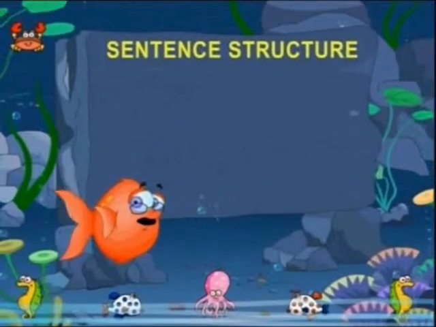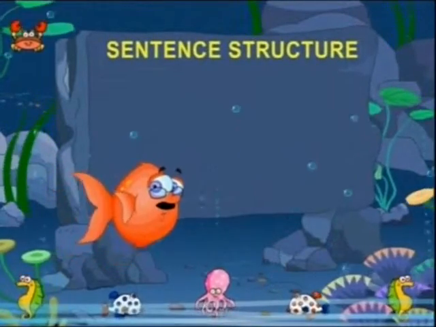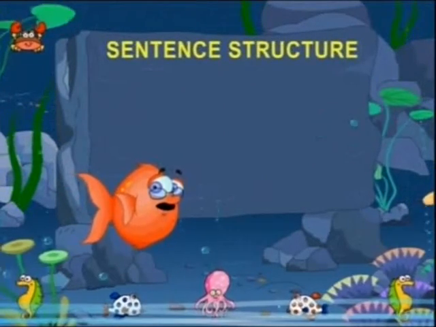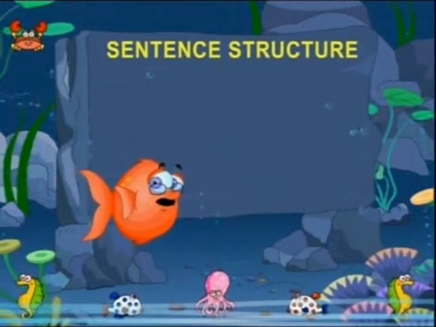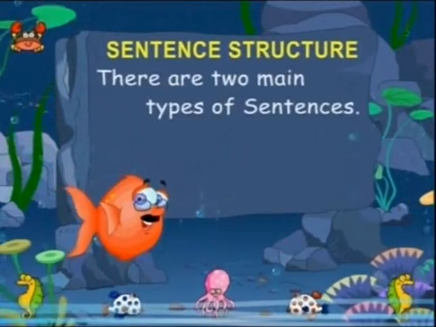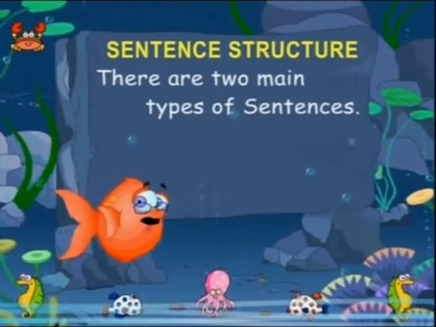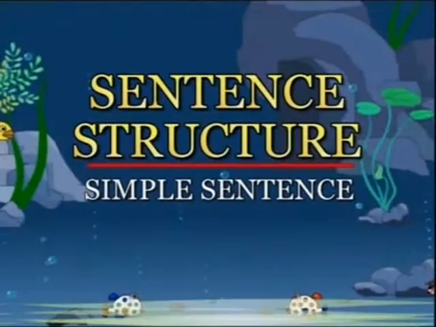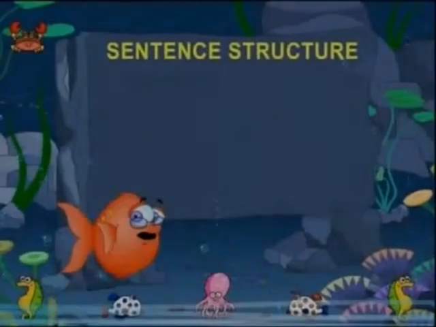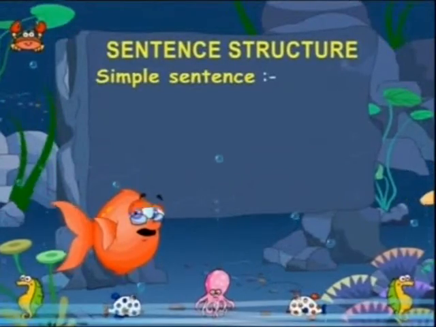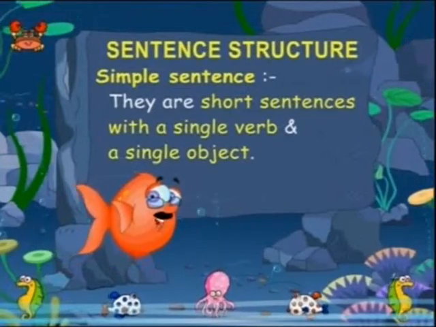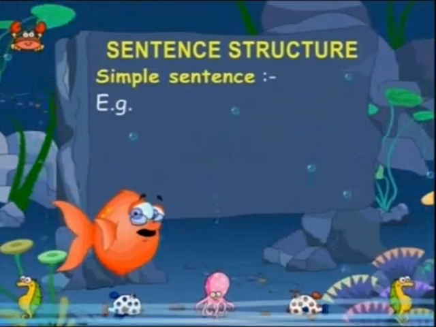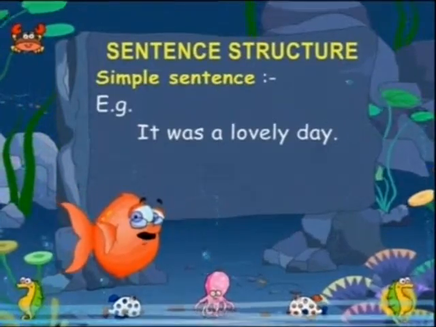Sentence structure. Children, don't tell me that you do not know what sentence structure is. Okay? Let's revise them. There are two main types of sentences. Simple sentence. They are short sentences with a single verb and a single object. Example, it was a lovely day.